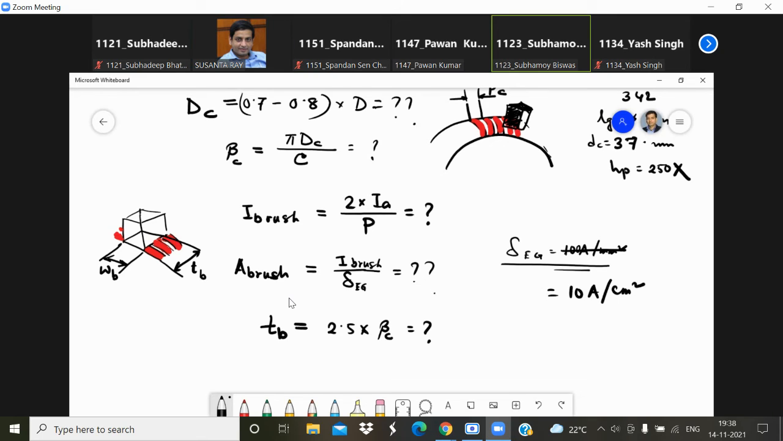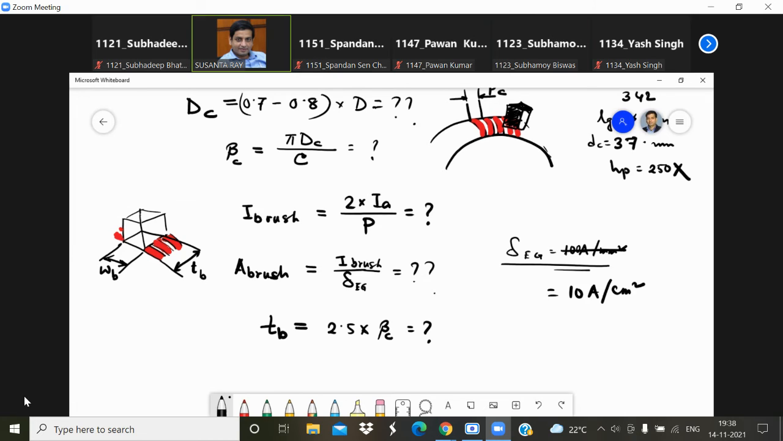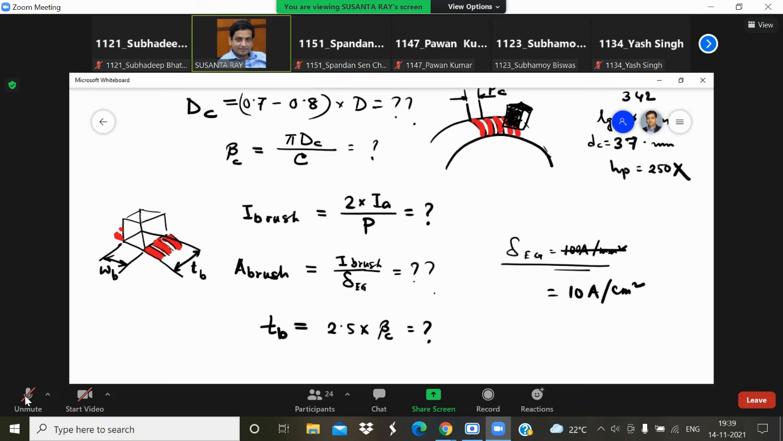Sir, for a 220 kilowatt machine, I am getting 12.2 millimeter. No, it's quite less. What is the kilowatt? 220. No, it's quite less. It can be more than 25 mm. What is the commutator pitch you are getting? Sir, 4.88. No, it's quite less. Why?